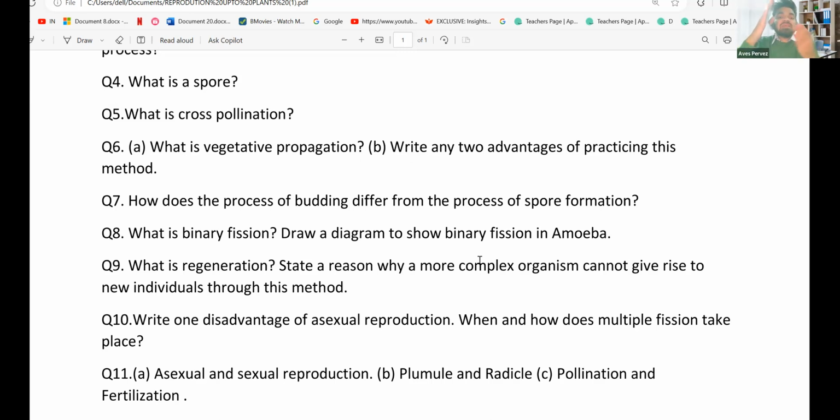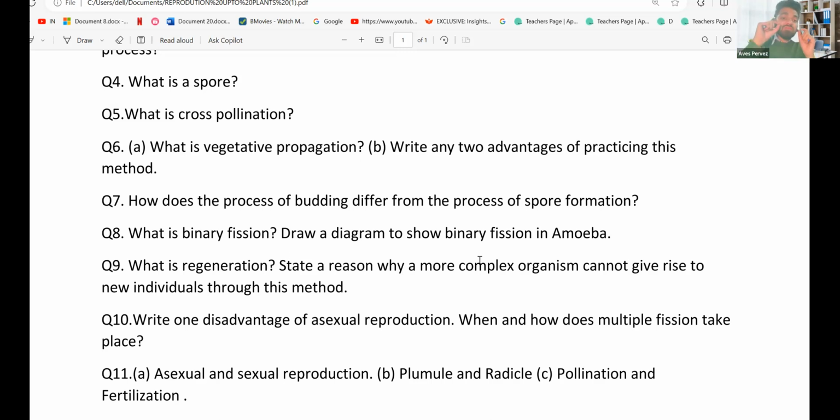If you cut the root of lemon and bury it under the soil, then it will give you new plants. Ginger is a modified stem. If you bury ginger into the soil, it will give you a new plant. So there are so many examples that we have studied. Vegetative propagation is an asexual method of reproduction in which we can grow new plants by using their vegetative parts. And what is the advantage of this method of practicing?